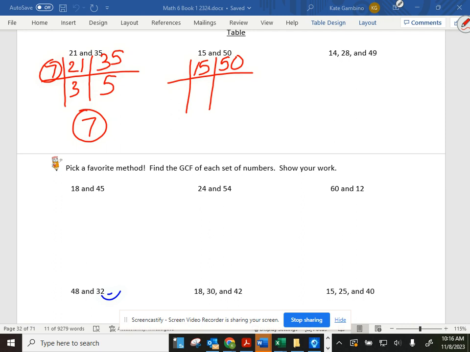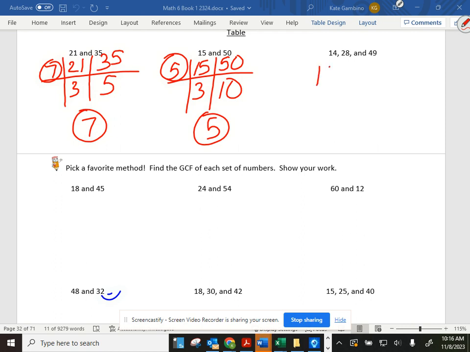So let's look at 15 and 50. What prime can I pull out of 15 and 50? Callie? 5. A 5. 15 divided by 5 is 3. 50 divided by 5 is 10. Is there another prime that I could pull out of 10 and 3? No. So my greatest common factor is 5.